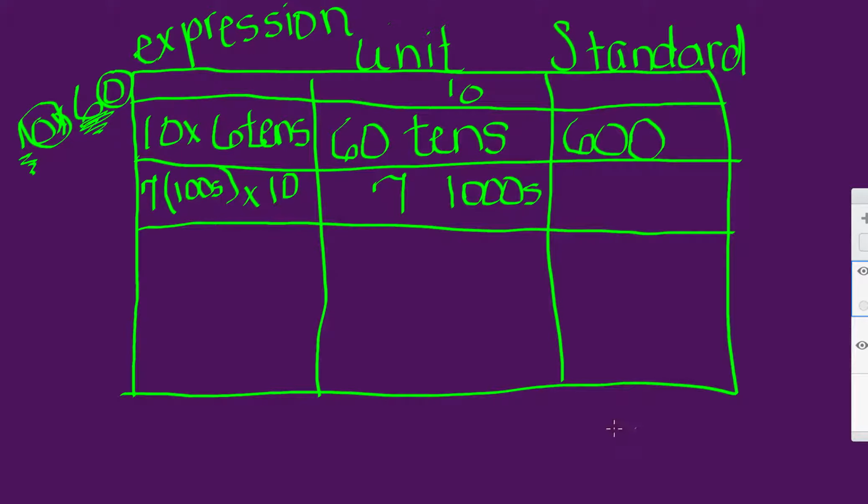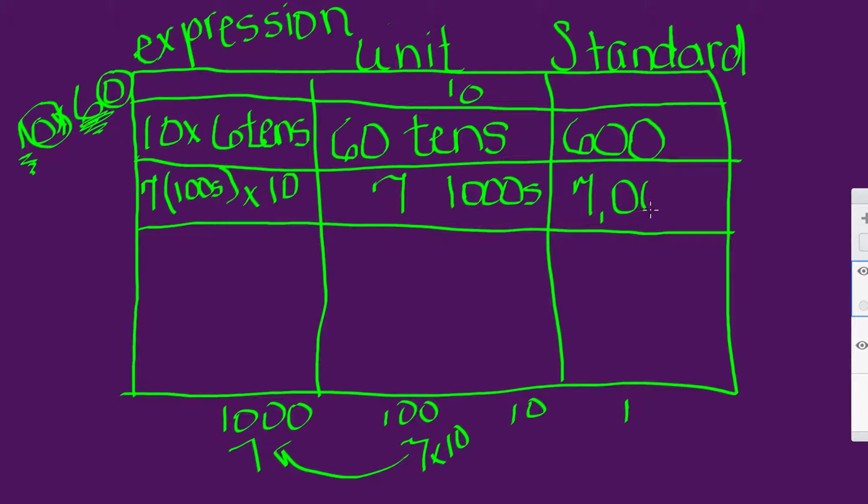Because if you remember in your place value chart, it goes ones, tens, hundreds, thousands. So we just said we had 7 hundredths here. We're timesing that by 10, so that means we're moving the 7 to here. So now I have 7 thousandths. And 7 thousandths written in standard form is 7,000, which looks like this. Okay.